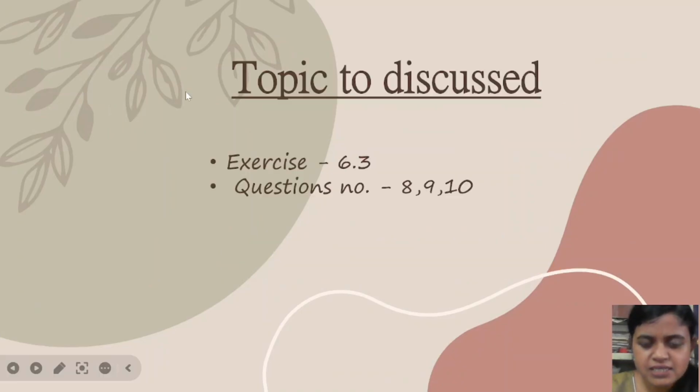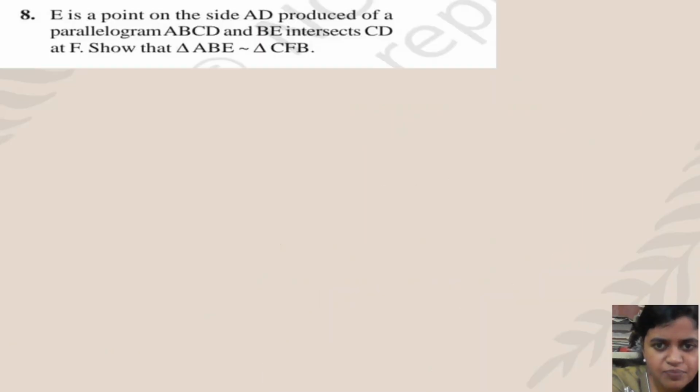In this class, we will discuss question number 8, 9, 10 of exercise 6.3. I hope you understand all the sums from the previous video. So now let us start question number 8. Question number 8 says that E is a point on the side AD produced of a parallelogram ABCD and BE intersects CD at F so that triangle ABE is similar to triangle CFB.